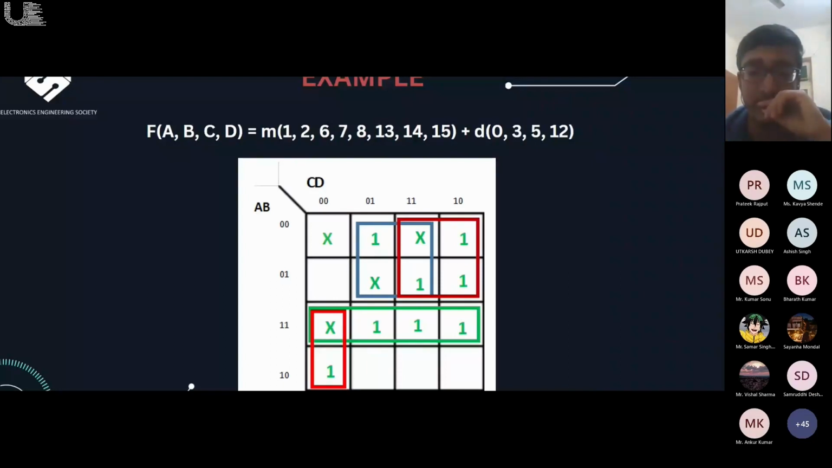And the same applies for the red box and the green box. And if you notice the first cross for 0, that we have left out. Why? Because we can afford to leave out our X, right? We can afford to leave it out, but if it helps us in forming any bigger group, then we take it.